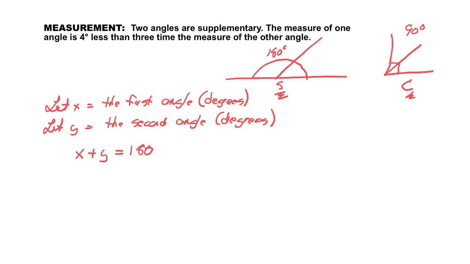The second sentence compares the two. The measure of one is 4 less than 3 times the other. Let's just check that to make sure it makes sense. The measure of one is 4 less than 3 times the other. All right, that makes sense.